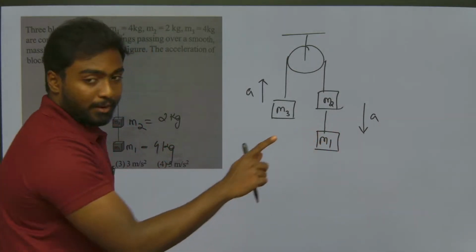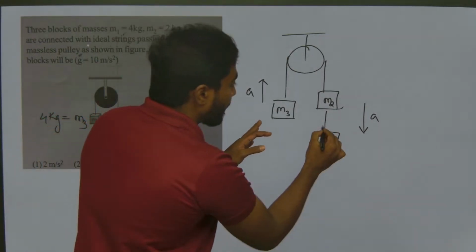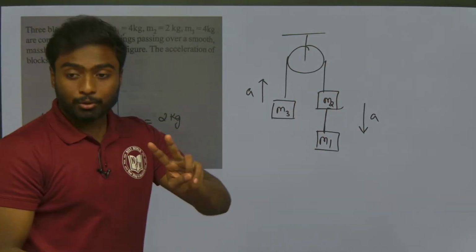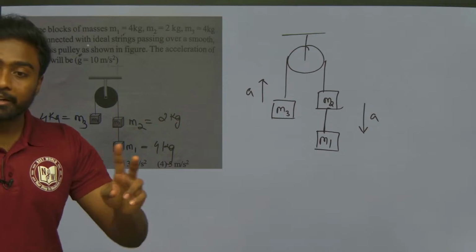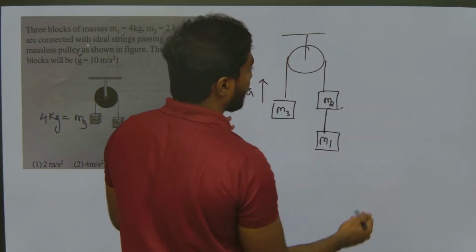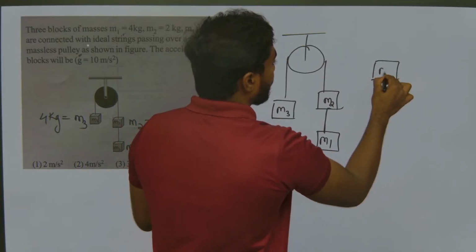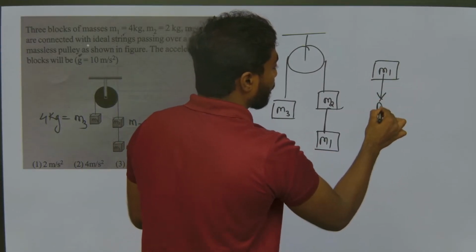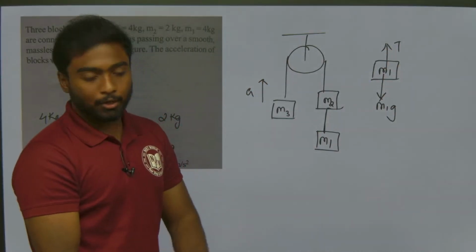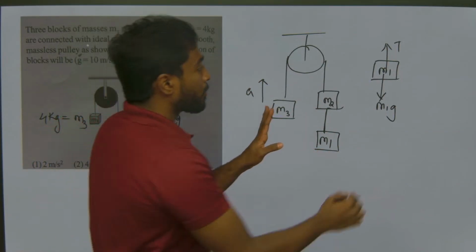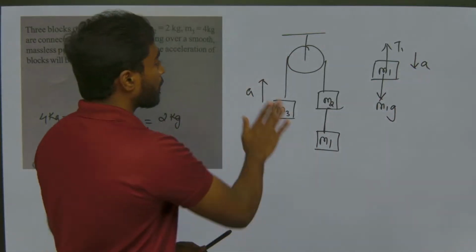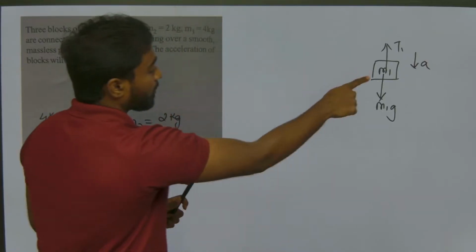I need to take the free body diagram first. So this is one string and this is one more string. So two strings are there, so two tensions will be there. Okay. So what is the equation I can write here? M1 will be there. This is M1G. Tension will be upward, away from the body for M1. So T1 I will take. So towards down the object is going.